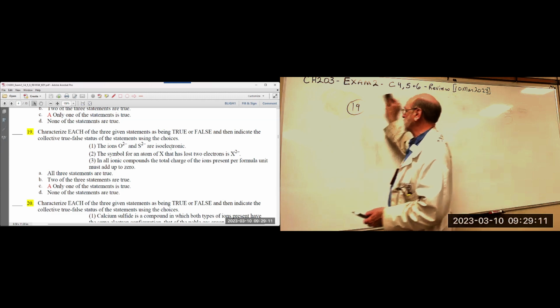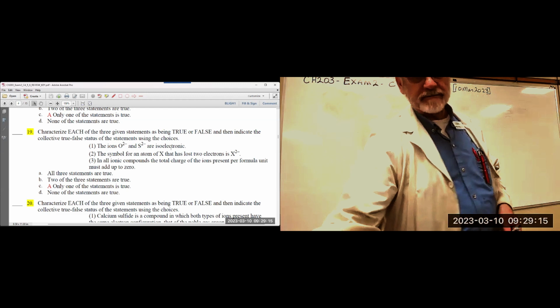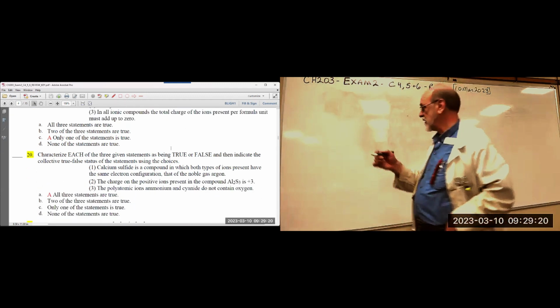That's true for all compounds. You want a neutral. Compounds are neutral by definition. Okay, 20.